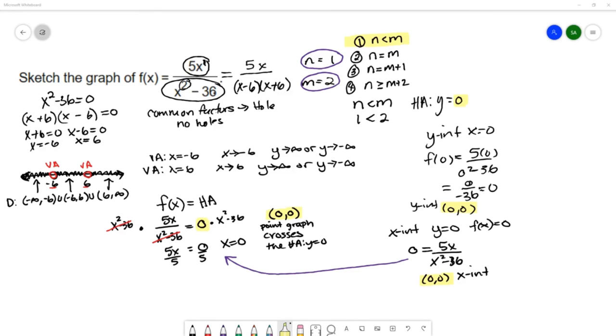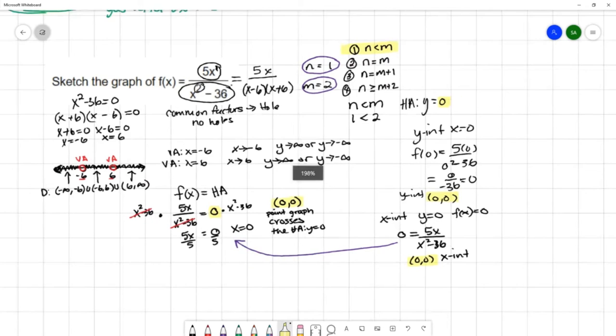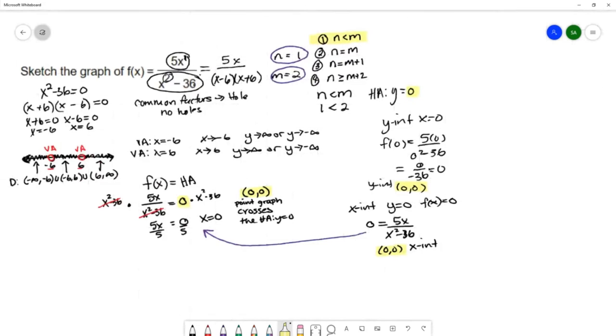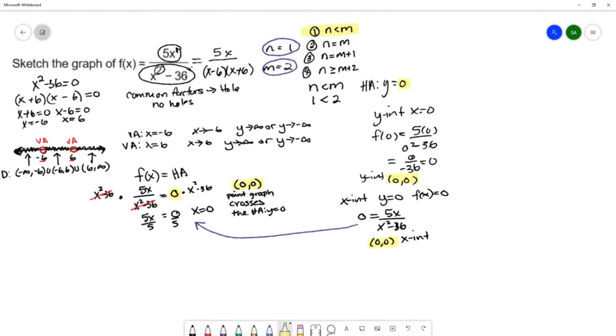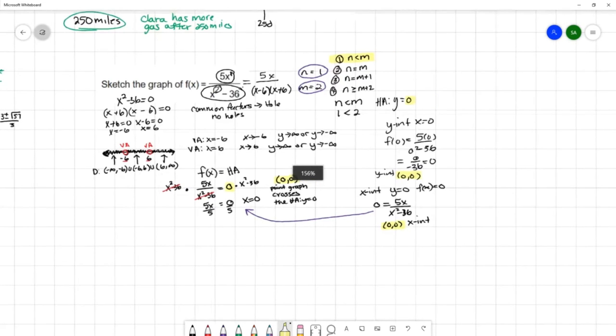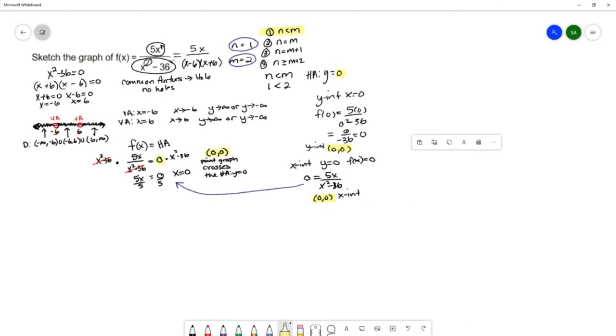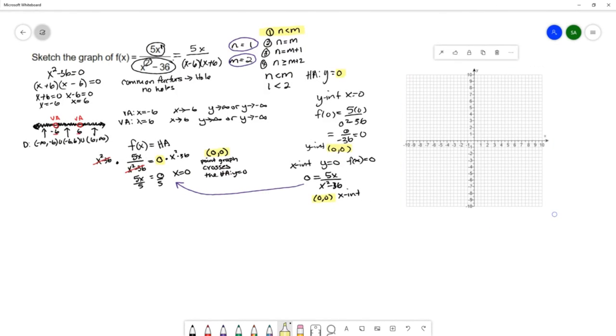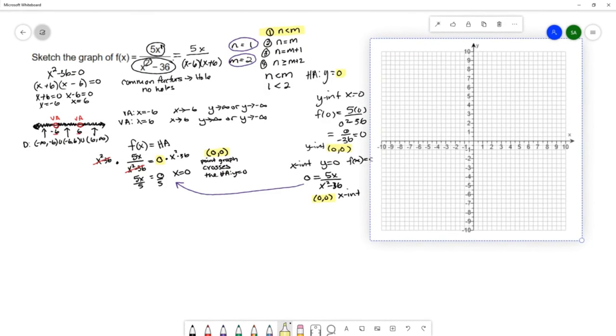So now I think we're getting closer to sketching the graph. So let me put on the screen here a grid for us to use. We can make that a little bigger.